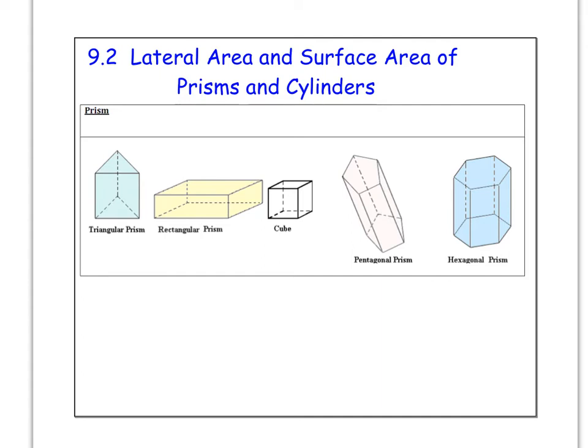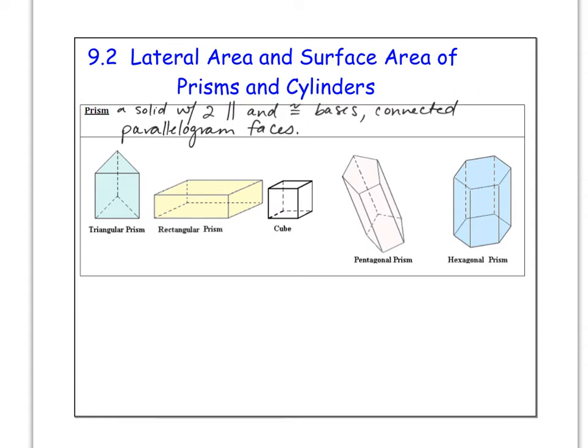All of the shapes that you see here are prisms. Let's jot down the definition. A prism is a solid with two parallel and congruent bases. Notice I use the symbols just to make it quicker to write. Connected by parallelogram faces. So a prism is a solid. It has two bases, and the bases are going to be parallel and congruent. And then they're connected by parallelograms.